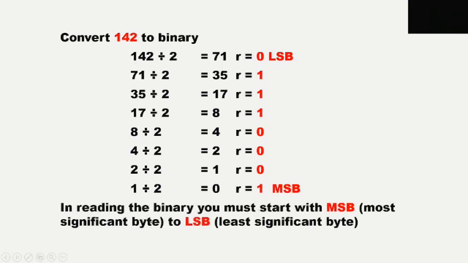Then we read this, starting with the most significant bit up to the least significant bit. So 142 in binary is 1 0 0 0 1 1 1 0.